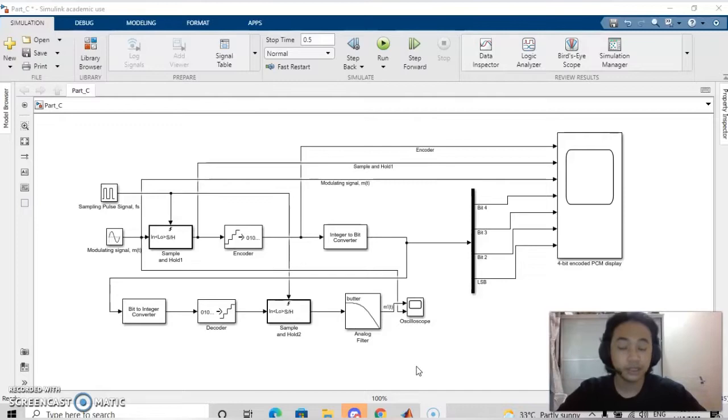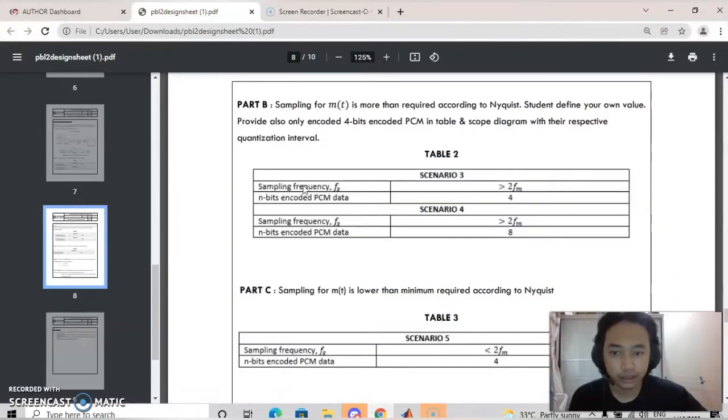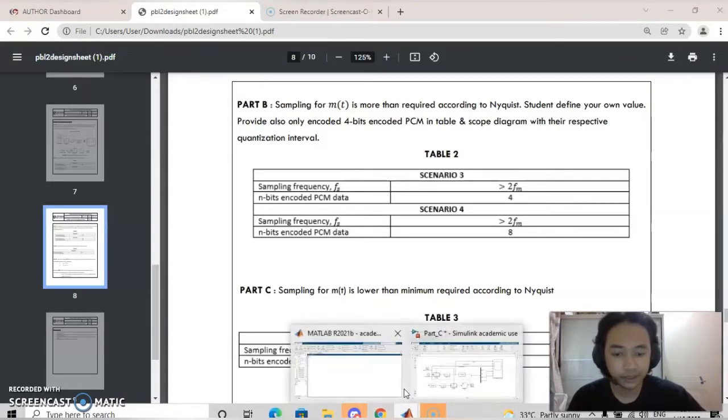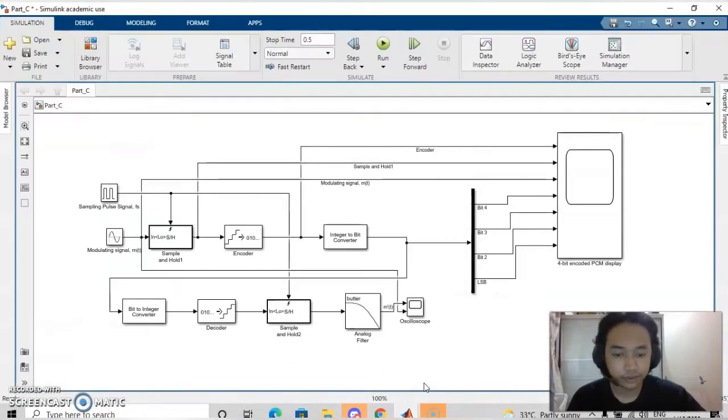Today I would like to explain the simulation for PBL2. My part is part C, which requires us to do sampling for MT that is lower than the minimum required according to Nyquist. I'm going to continue with this block diagram. The block diagram I already drew for my part.